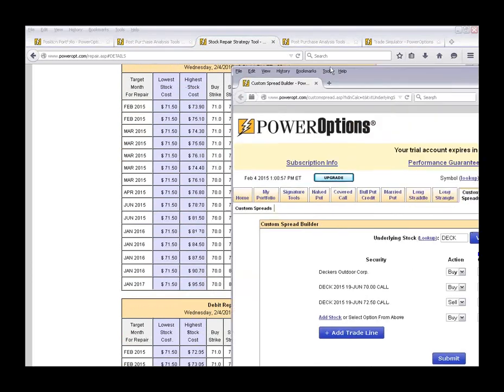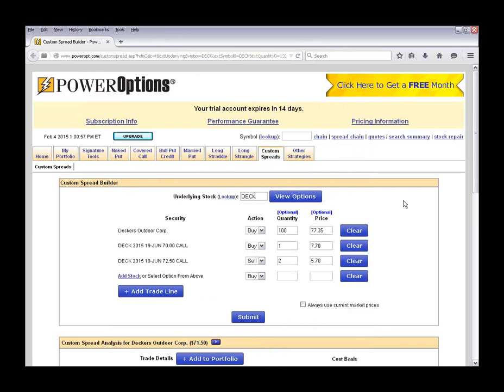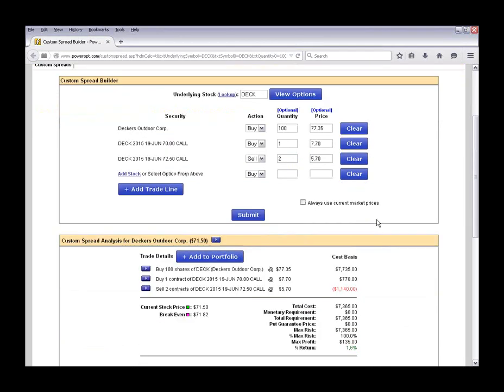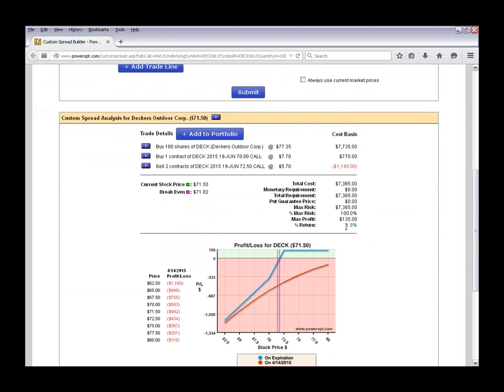This will take us back to our profit and loss chart with our numbers. So a cost basis on Deckers of 77.35. We could buy again the June 70 call at 7.70 and sell 2 at 5.70. And here's our position. Now, it doesn't give us as high a return as that January position. We've taken an 8% loss to a potential 1.8% gain 4 months out in time because of this accelerated gain.